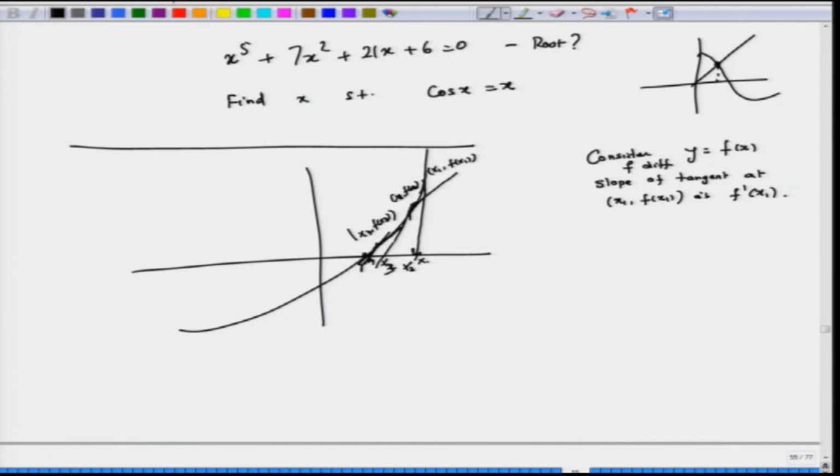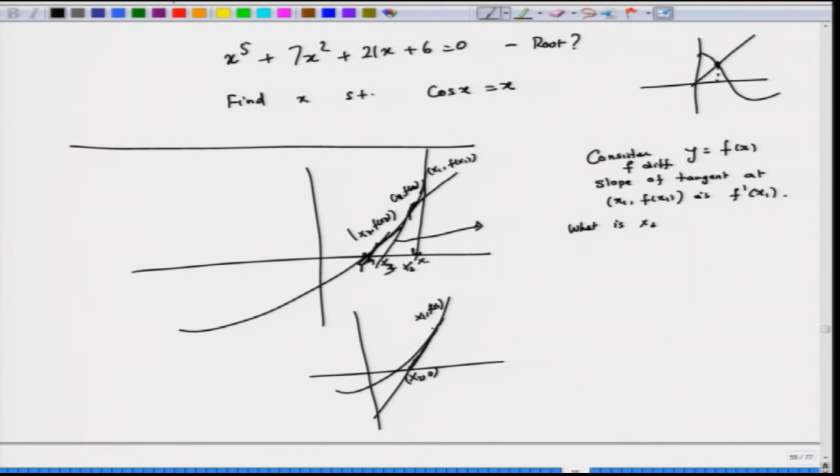Now, we are interested to find the equation of this line. So, now what is x 2? x 2 is the tangent. Let me draw the picture. Suppose this is x 1, f of x 1, then this one is x 2, this is x 2 and 0. Now, this x 2 is where the tangent line touches the x axis.